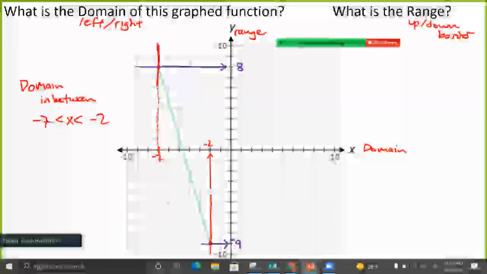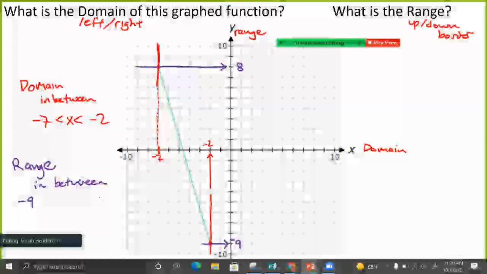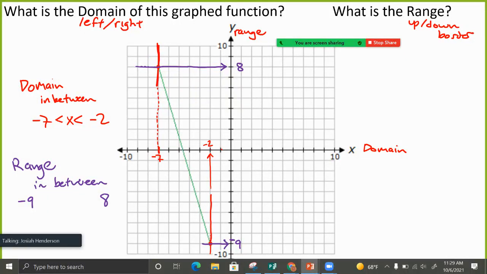So the range is in between -9 all the way up to +8, in between -9 and 8. Now, when we're talking range, those go with y, not with x. So I'm going to say y is in between. Y is bigger than -9, but less than 8.